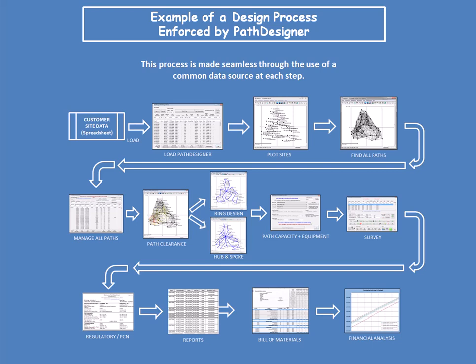The design process, as I mentioned at the beginning, is enforced by the use of PathDesigner through the use of common data. So this is an example of building a network starting from customer data in the form of a spreadsheet, going through creating all the links and multiple designs, doing capacity analysis, surveying PCNs, and ultimately the bill of material and financial analysis.